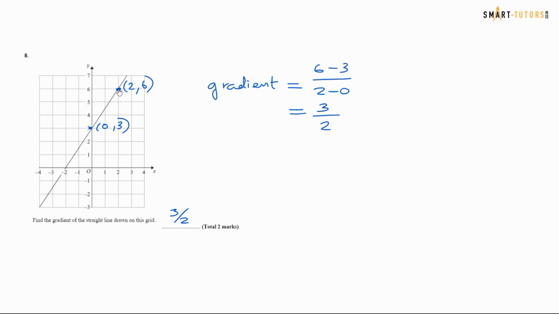There's a different method you can do. You can construct a small right angle triangle, which is 3 units vertical and 2 units horizontal. So 3 over 2. Y distance divided by x distance is the gradient. So the answer is 3 over 2.